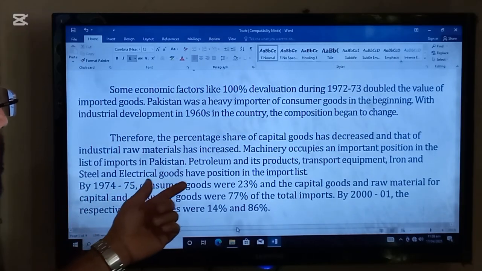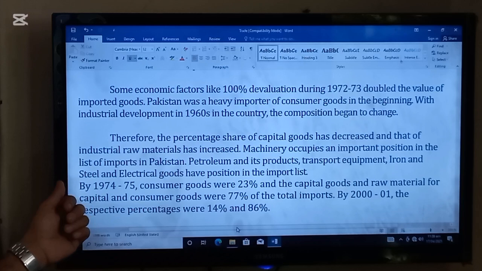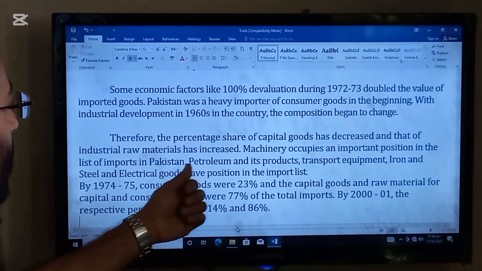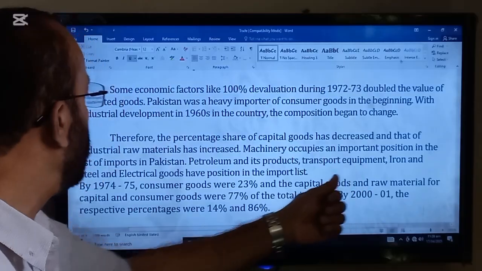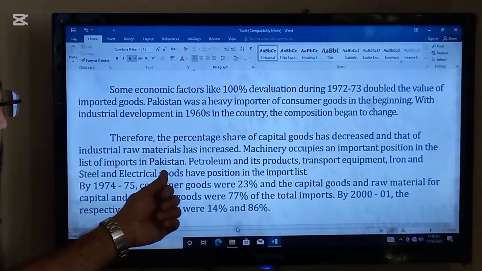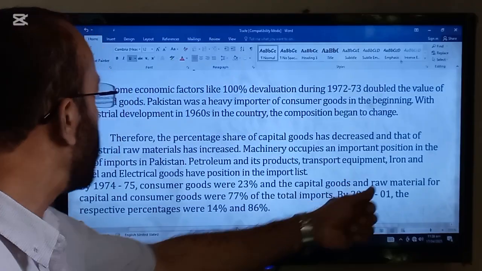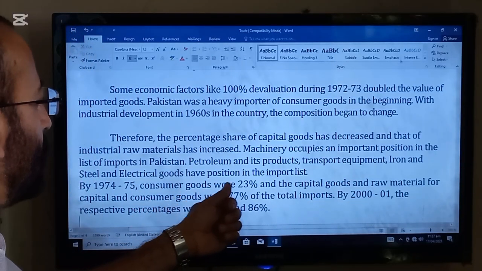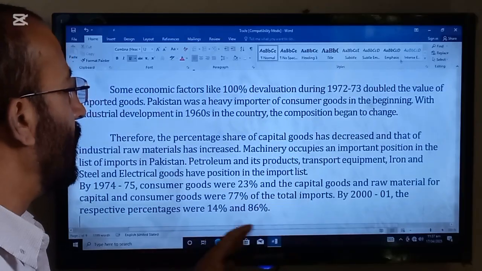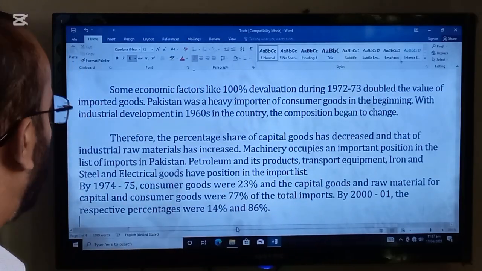So the composition began to change, and we then imported more industrial goods. Therefore, the percentage share of capital goods has decreased, and that of industrial raw material has increased. Machinery occupies an important position in the list of imports in Pakistan. Petroleum and its products, transport equipment, iron and steel, and electrical goods also have a position in the import list. So this was the change in the composition of the import list.